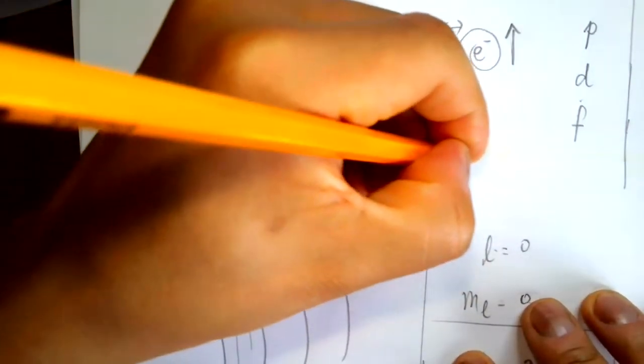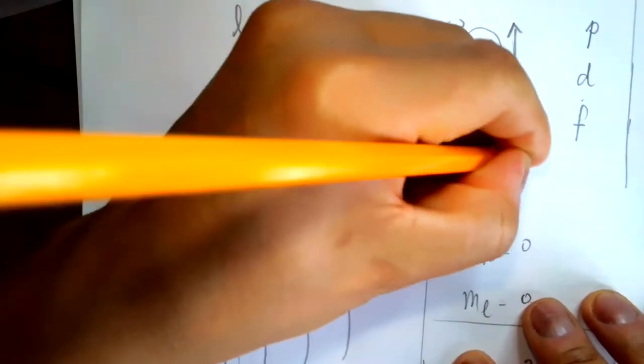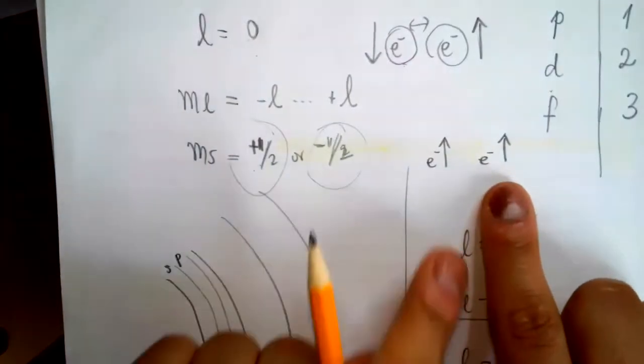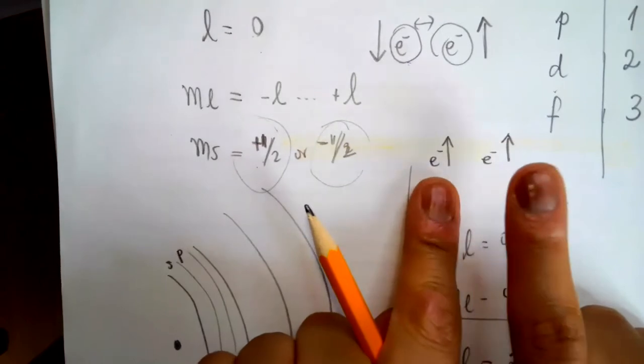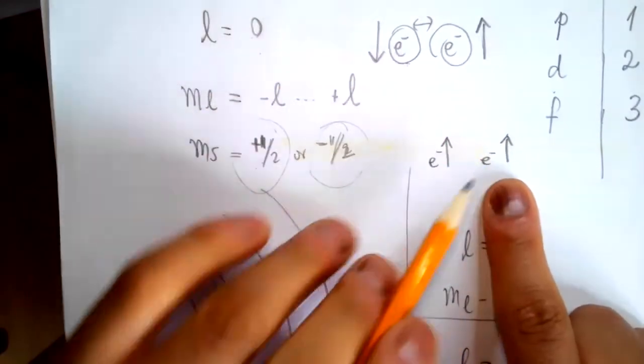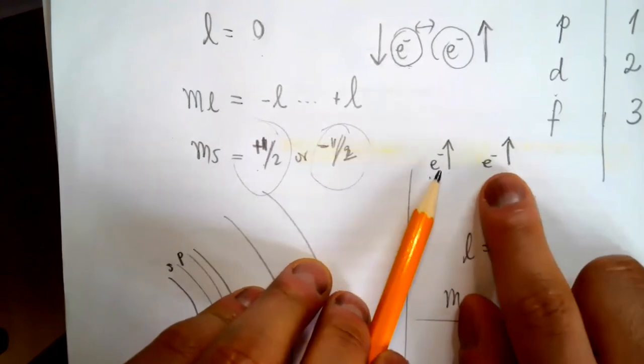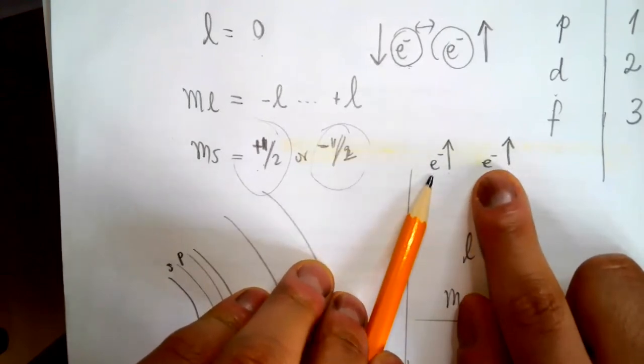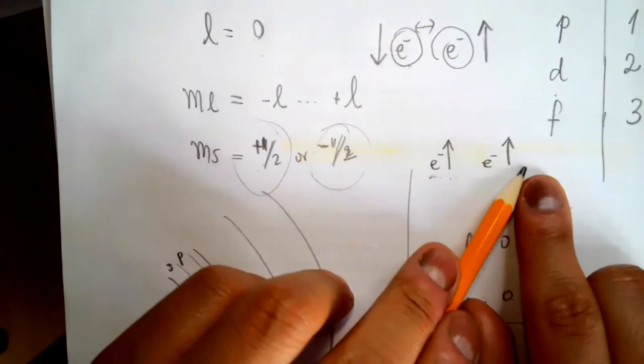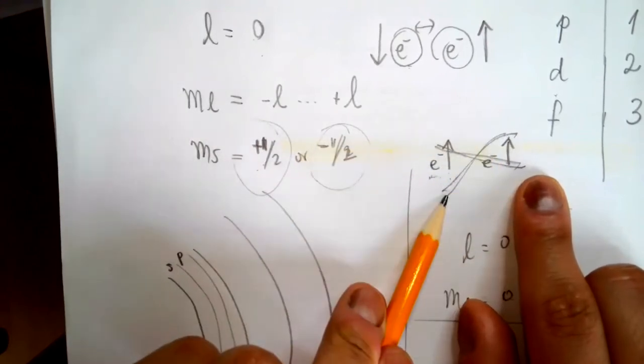Can I have two electrons spinning in the same direction? No, you cannot have that because definitely there will be repulsion. Repulsion from the magnetic field and also repulsion from the electrical field. So they will repel. They cannot survive in the same orbital.